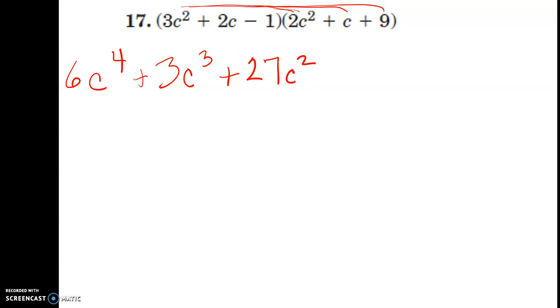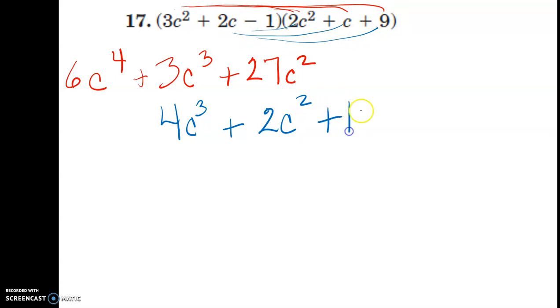Next term. I change color here so we can make a little sense out of it. So second term, it gets distributed across again to each of the terms here. 2c times 2c squared is going to give me 4c cubed. So I'm going to stack him under the 3c cubed. 2c times c is going to give me a positive 2c squared. 2c times 9 is going to give me a positive 18c. Make sure you're paying attention to the signs. Okay, I'm using the signs as I have them. A positive 2 times a positive 9 gives me a positive 18.